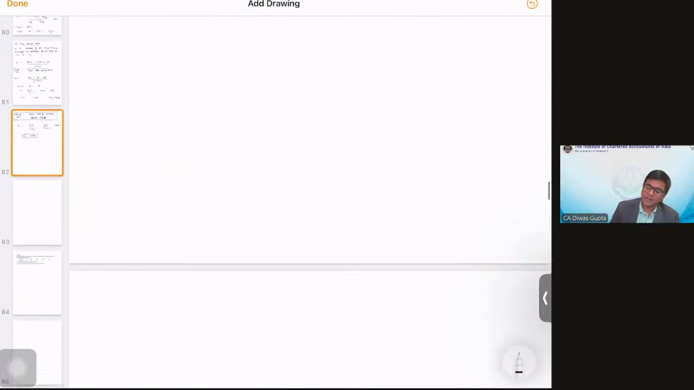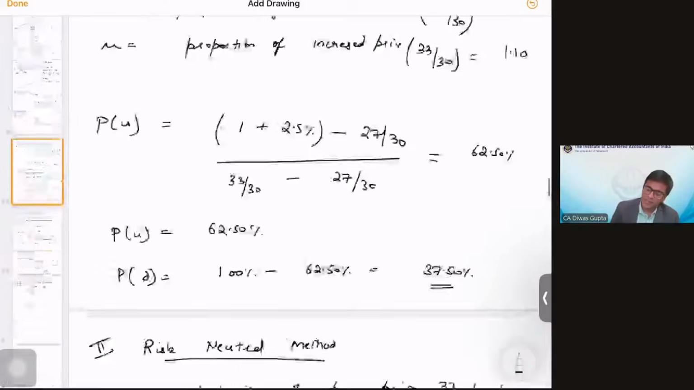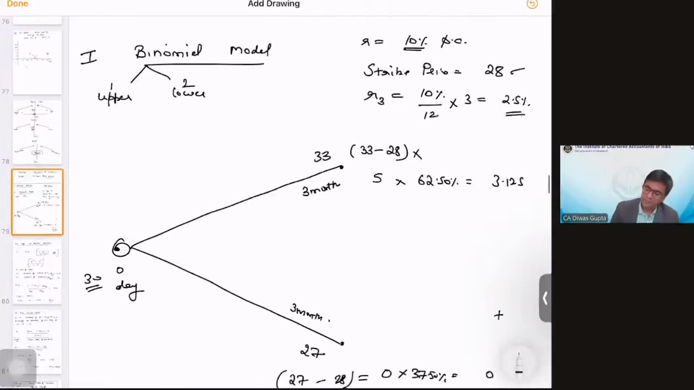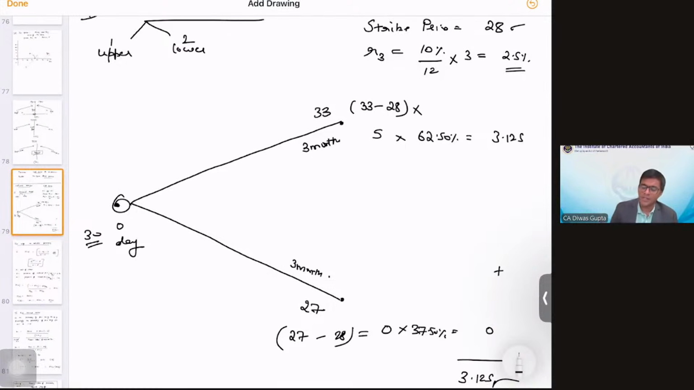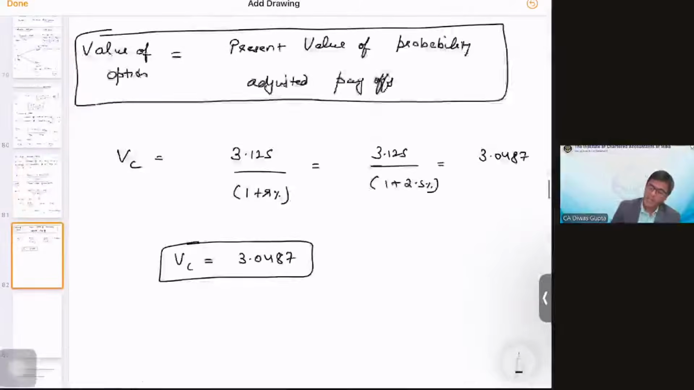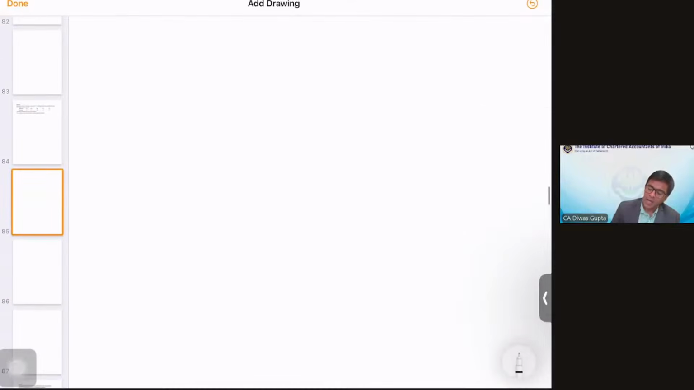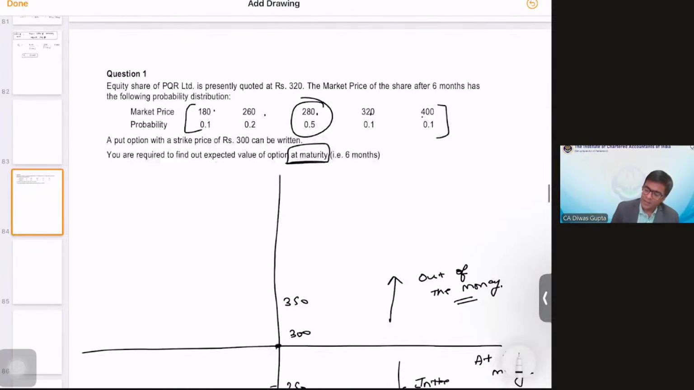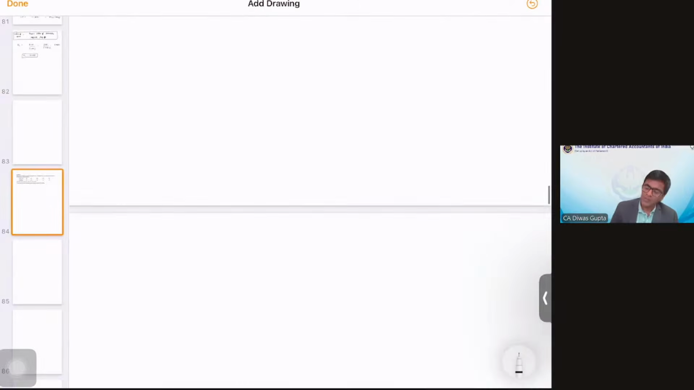Since in the above situation as well, what we have done here, students, we have first calculated the payoffs and then multiplied with the probability, because we cannot say that if the prices, where's the question? Yeah, here. If the prices are 400, 300 being the put option strike price, the benefit will be 0. So let's build that 0 into our solution.